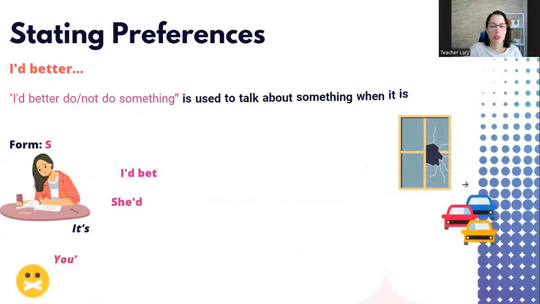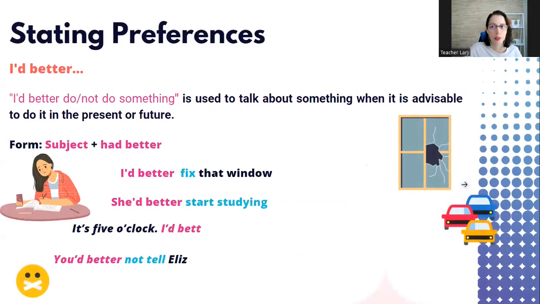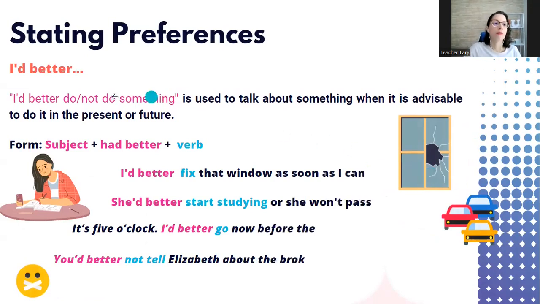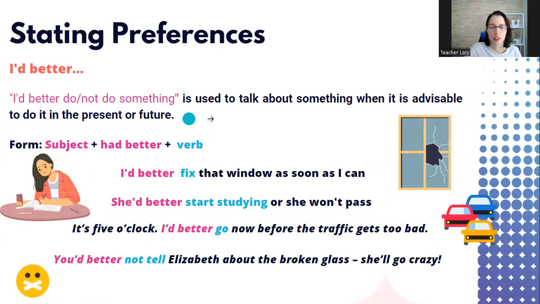Another expression that we can use is I'd better or I had better. Okay? So I'd better do or I'd better not do something. It's used to talk about something when it's advisable to do in the present or in the future, basically when I want to say that something is a good idea, okay? So the form is the subject plus had better or the contraction and the verb in the base form.